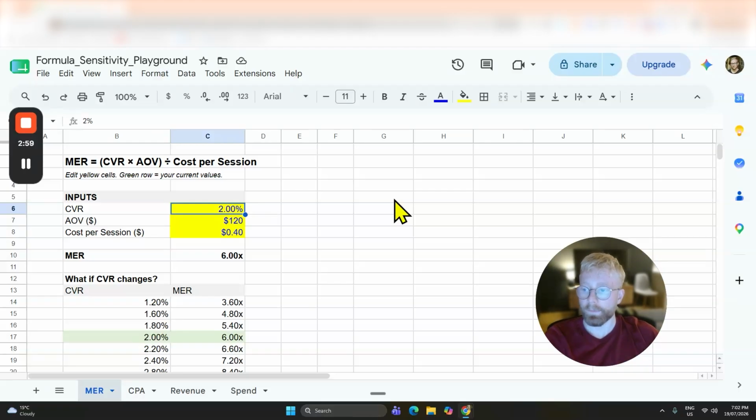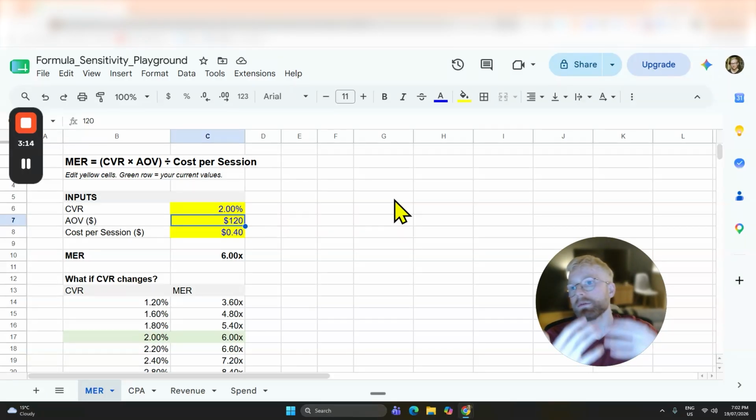So the next one is average order value. And average order value, similar to conversion rate, isn't that simple to control. Now, if you've got a lot of SKUs and you've got a lot of categories, then you can spend more money on the categories that have a higher average order value. Sure, of course you can do that.